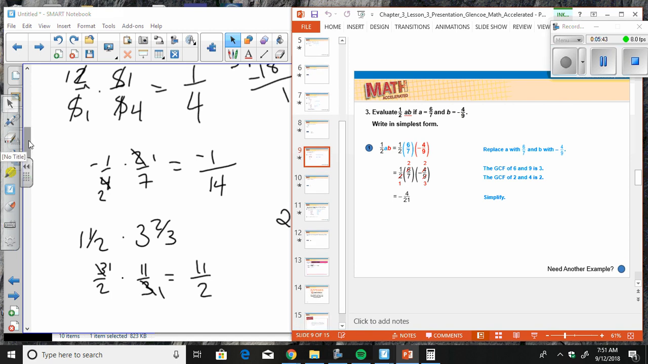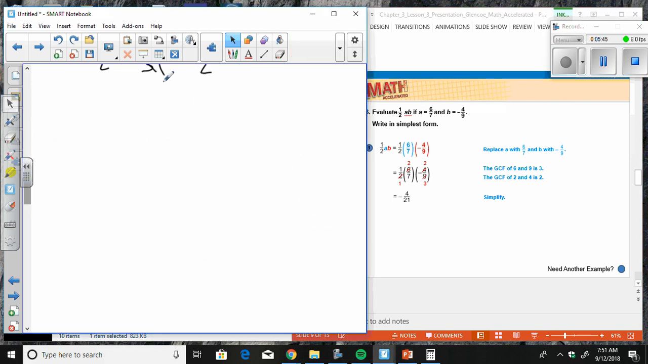So evaluate, so now we need to plug things in. Evaluate 1/2 AB when A equals 6/7 and B equals negative 4/9. So we plugged in, we put parentheses around everything that we substituted in. They cross-reduced the 2 and the 6, and they also reduced the 2 with the 4. So it can reduce both of those things there.